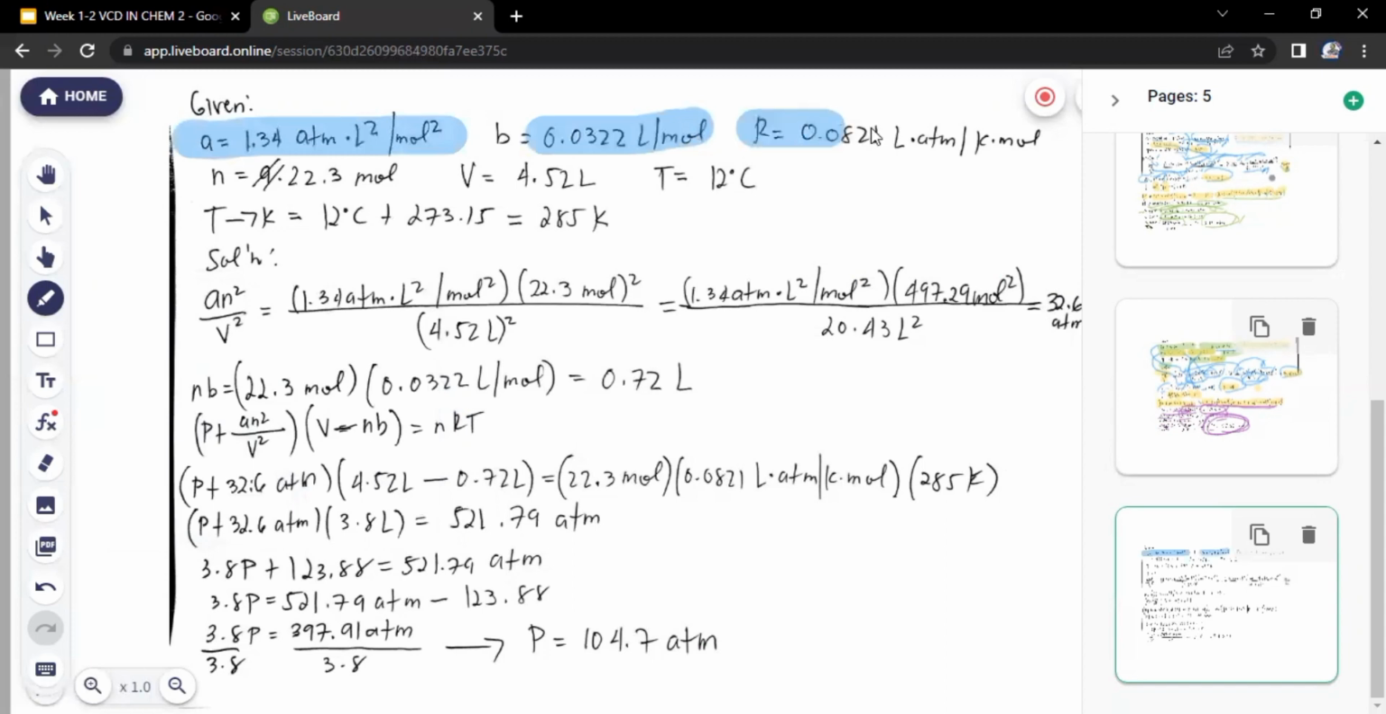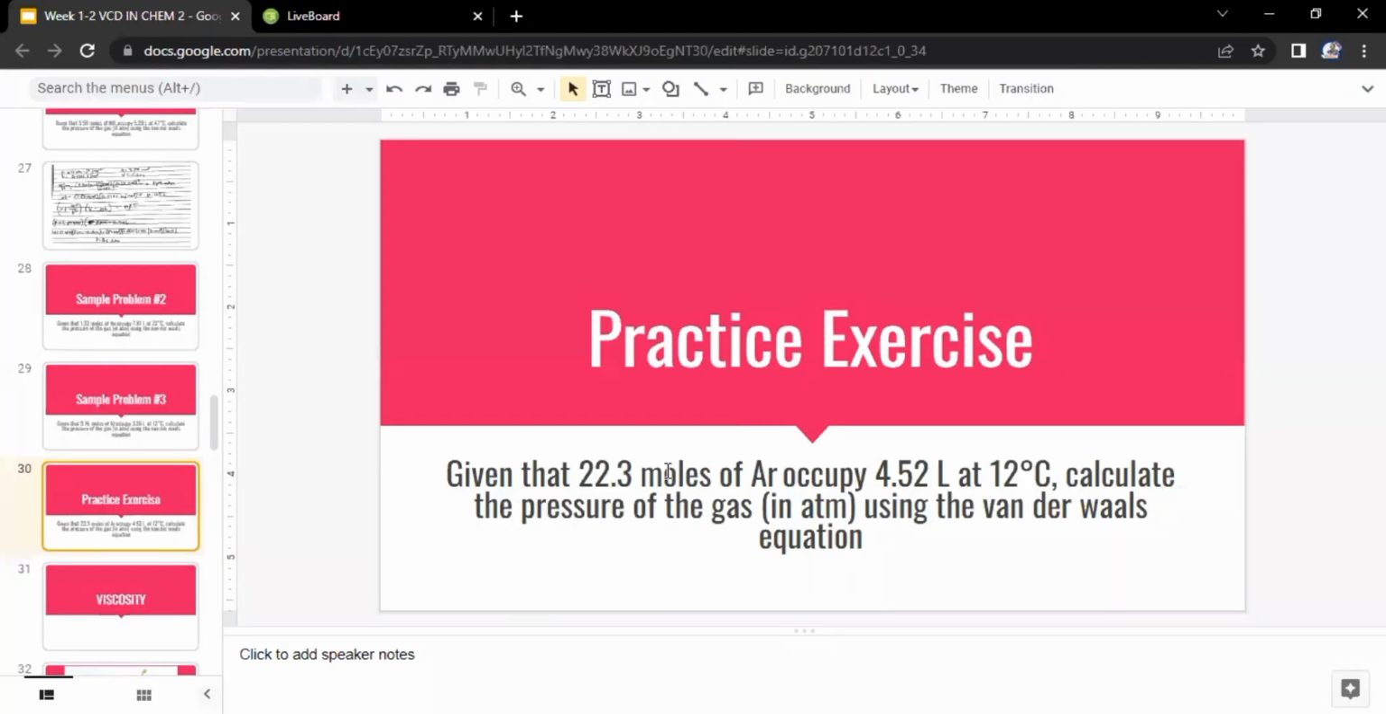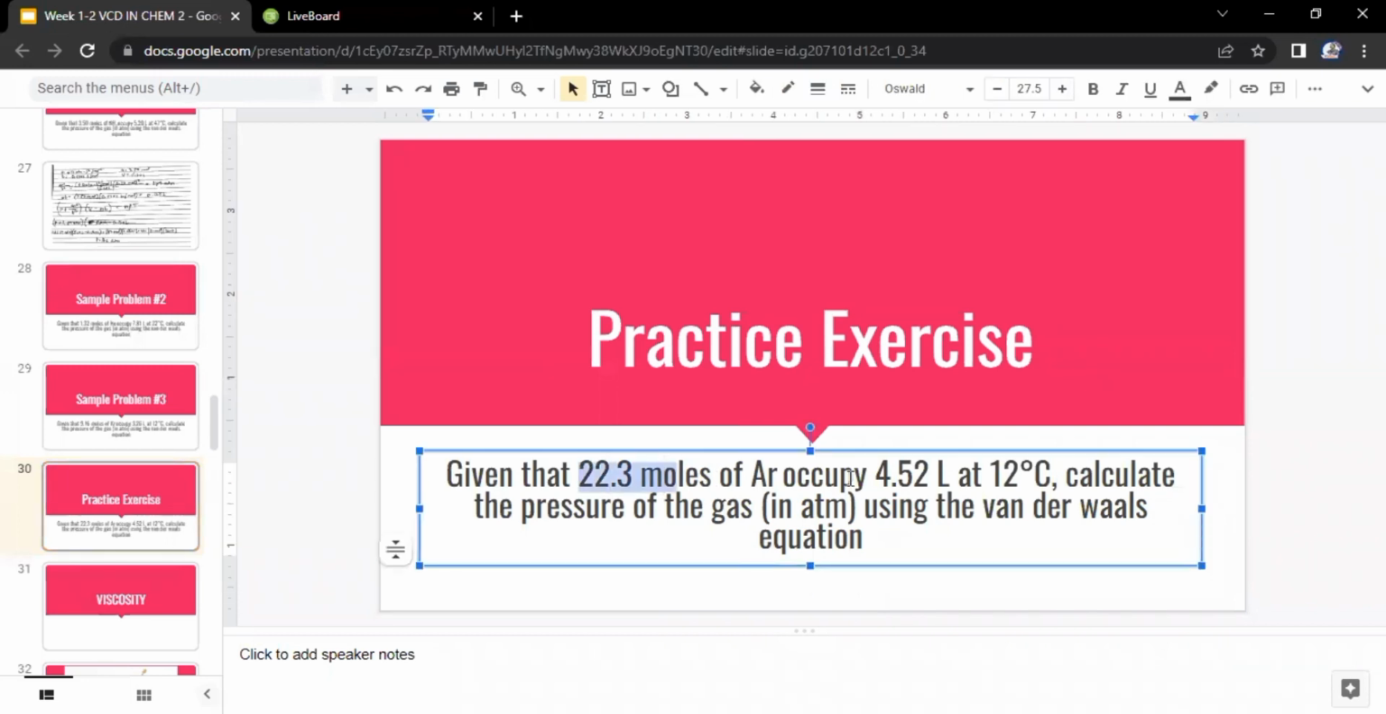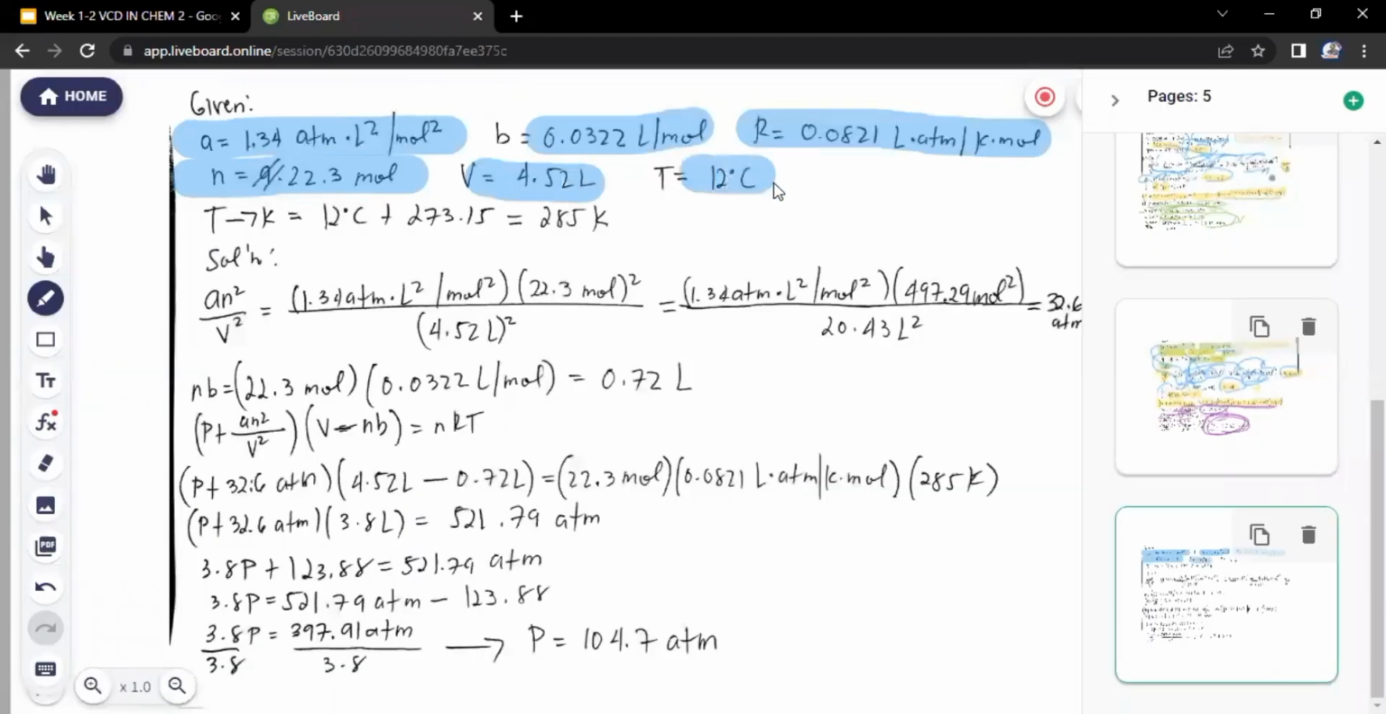Now the value of your R as well, constant. The value of your mole is 22.3 moles from the problem. And then the volume is 4.52 liters, then temperature is 12 degrees Celsius. Then you have to convert the temperature into Kelvin. 12 plus 273.15, you will have 285 Kelvin.